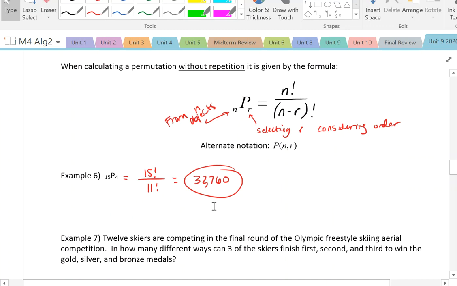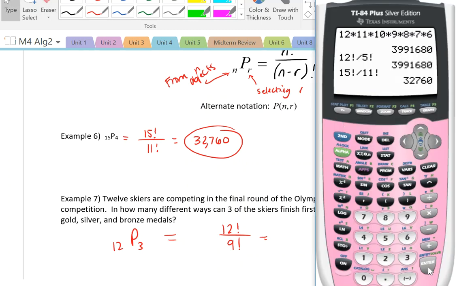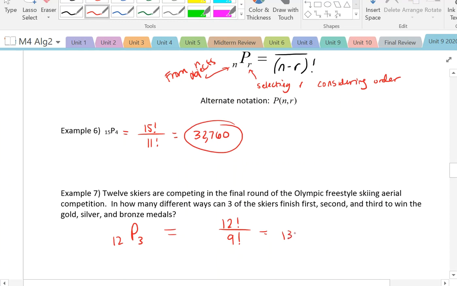12 skiers are competing in the final round of the Olympic freestyle skiing aerial competition. In how many different ways can 3 of the skiers finish first, second, and third to win the gold, silver, and bronze medals? Well, here the order matters because getting the gold medal versus bronze is different. And I have 12, and I want to pick 3. So 12 factorial over 9 factorial, which is 1,320.